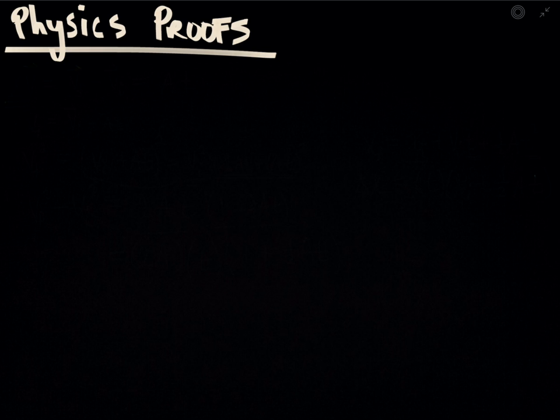Alright, so in this video we're going to go over some physics proofs for kinematic equations. I think the first one we're going to try and prove is the final velocity squared minus initial velocity squared equals 2 times the acceleration times the change in position, delta x. So I'm going to try and prove that one.